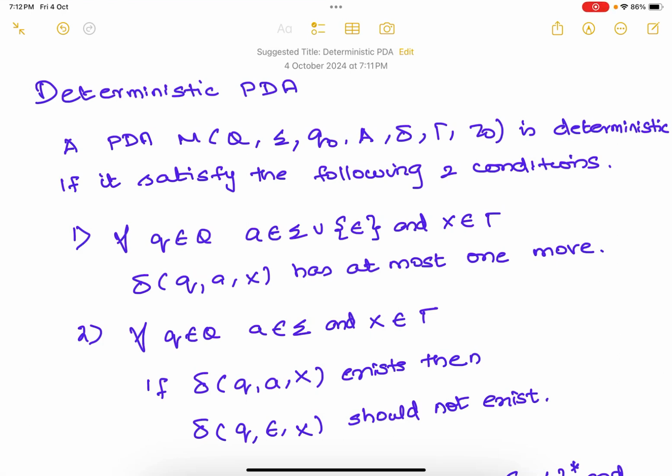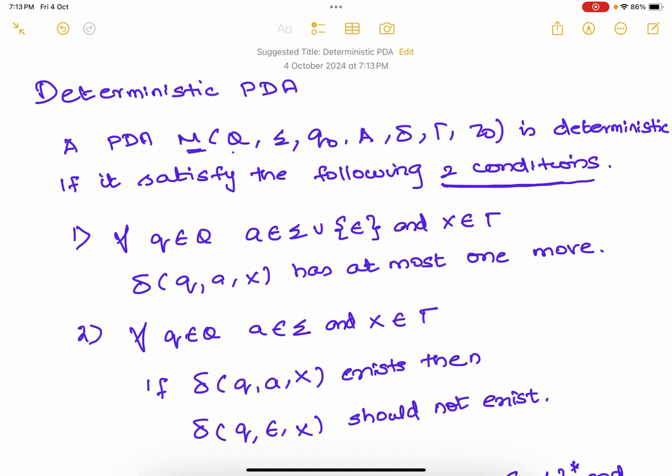Now, deterministic push-down automata. We will look into the definition of deterministic push-down automata. A push-down automata M of Q, sigma, q0, A, delta, stack symbol, and then Z0 is deterministic if it satisfies two conditions.